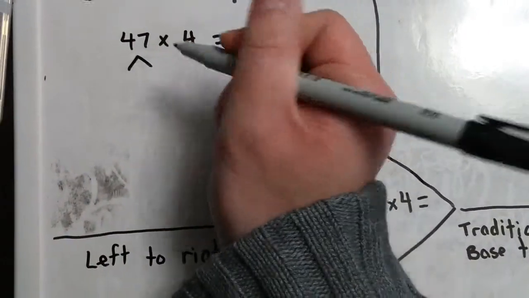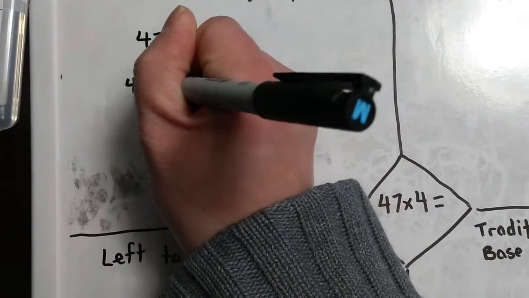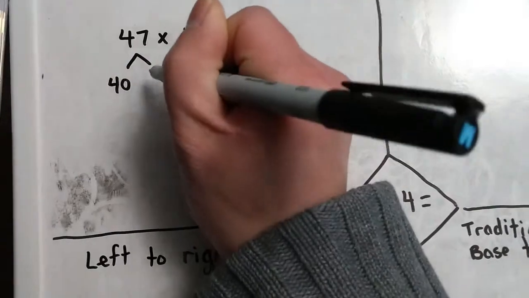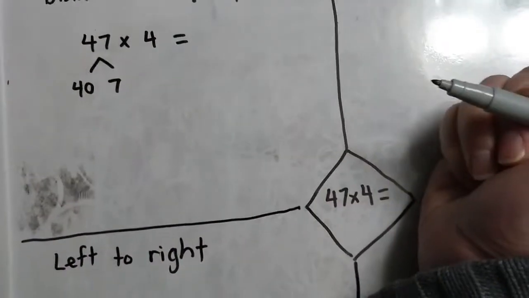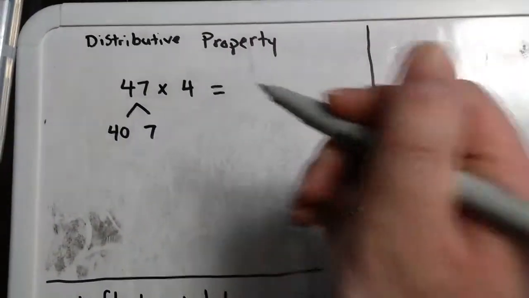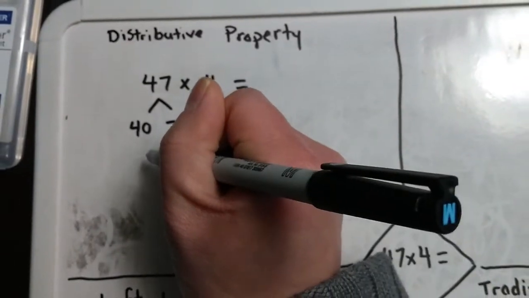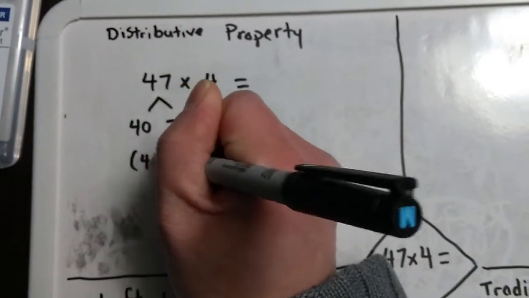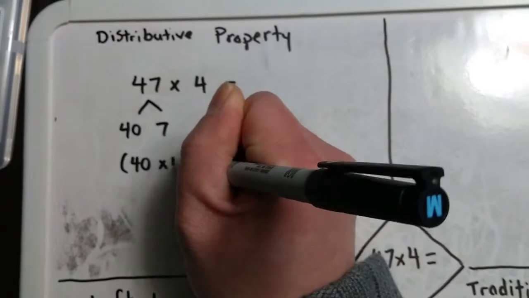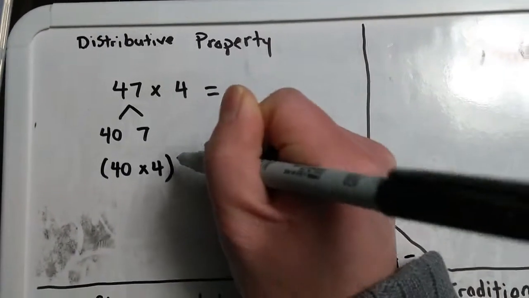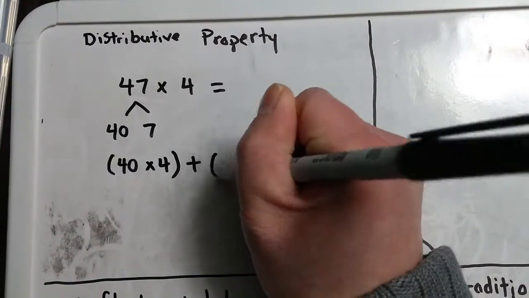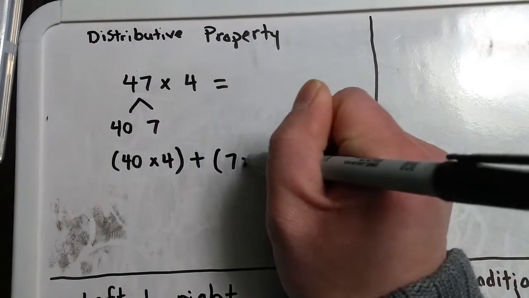I'm going to go to 47, and I am going to decompose the number into its tens and its ones, into 40 plus 7. Because it's distributive property, that means that I can do 40 times 4 and add 7 times 4, and I will get the exact same answer as 47 times 4.